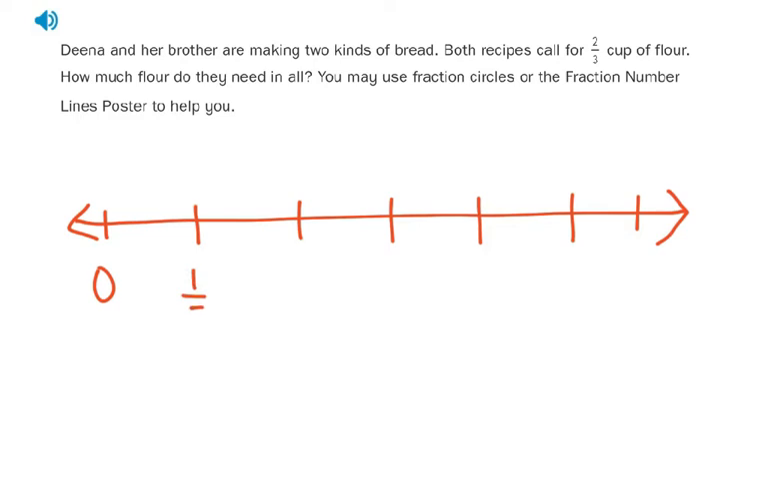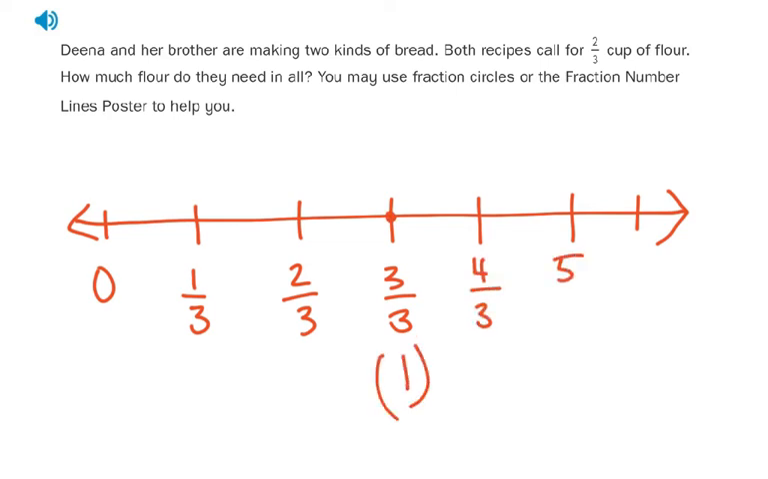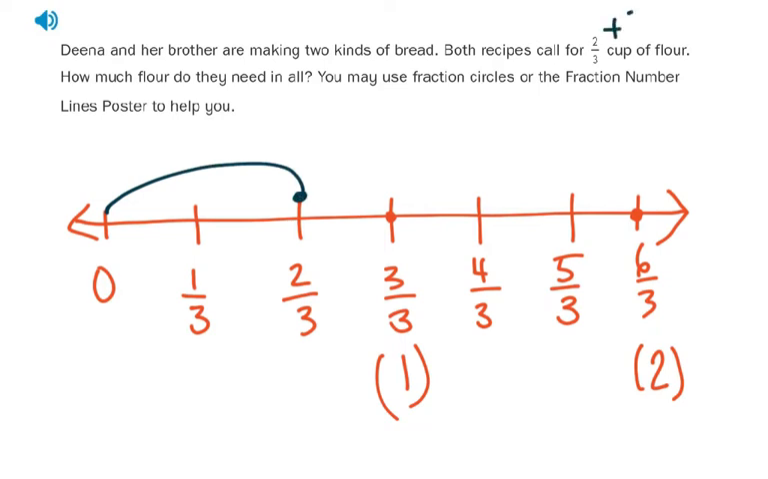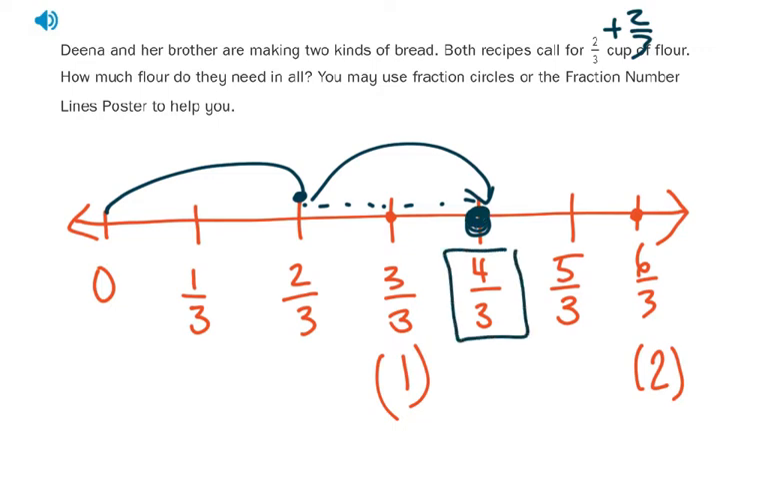So if this were 1/3, 2/3, 3/3, which is the same as 1 whole, 4/3, 5/3, 6/3, which is the same as 2 whole. Here we go, 2/3. So the first recipe calls for 2/3 plus another 2/3, 1/3, 2/3. This is where we land, right on 4/3.